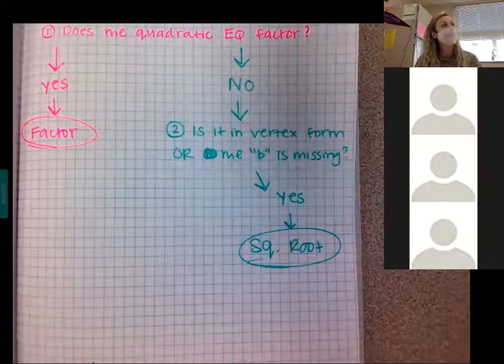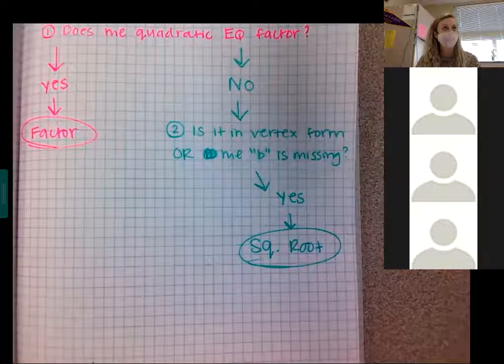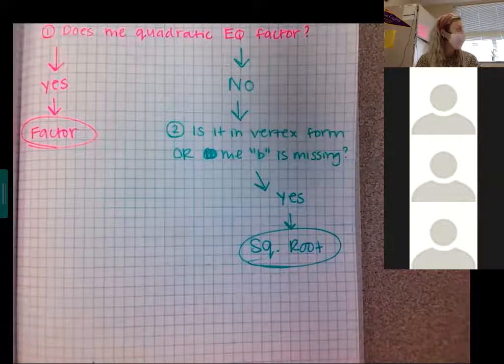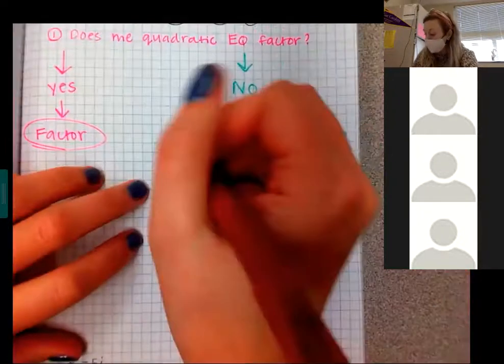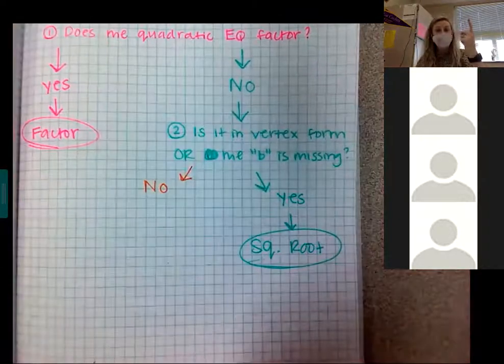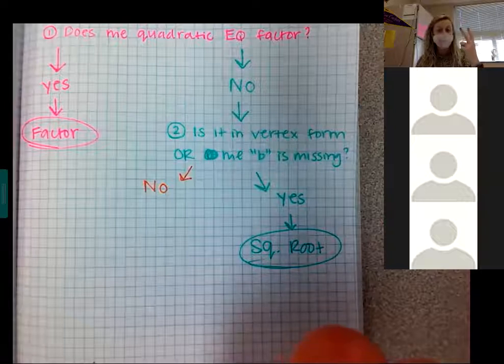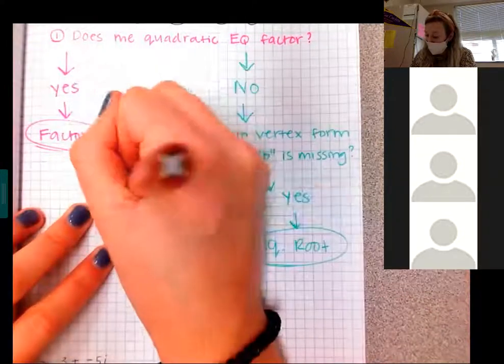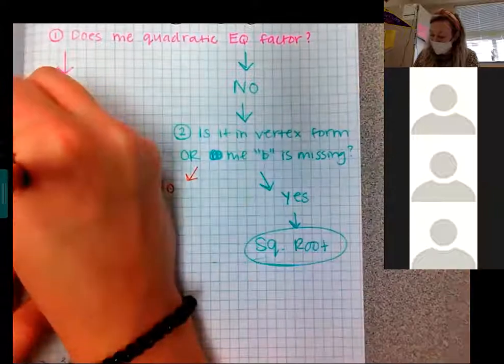What if the B is not missing or it's not in vertex form? What do we check next? What did you learn after square root method? Completing the square. If your answer to number 2 is no, meaning it's not in vertex form and the B is not missing, then you're going to ask yourself these questions right here. So this is number 3.